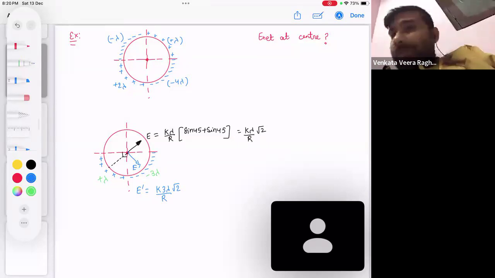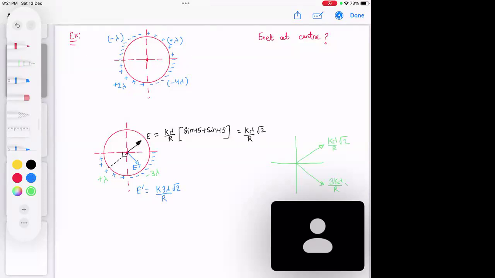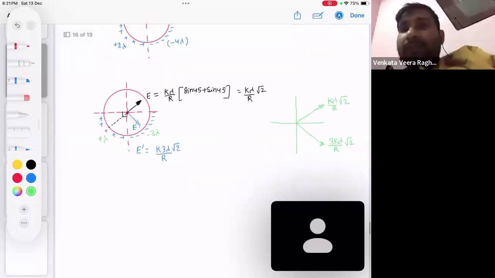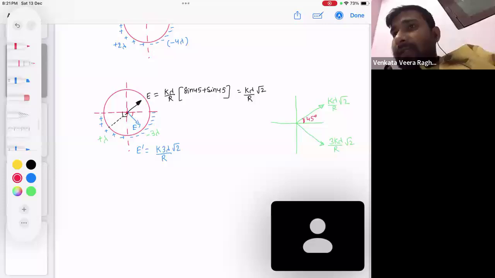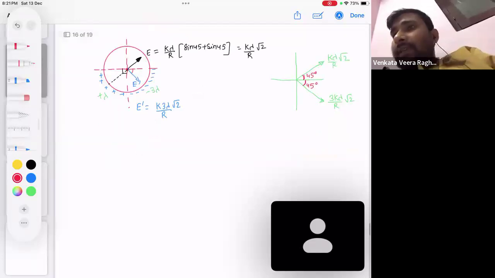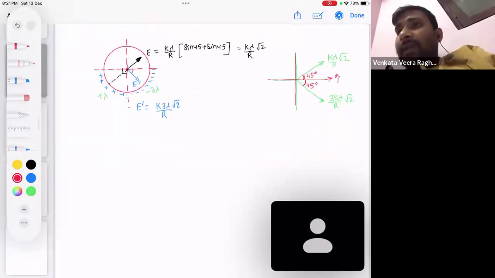Now you can draw it in this diagram form, isn't it? This vector is how much? K lambda by R root 2. And how much is this vector? 3K lambda by R root 2. And can you say that these two angles are 45 also? Tell me, this angle is 45 also, and this angle is also what? 45 degree. Now, can I write it in the I cap J cap form? If this is my I cap and this is my J cap, can I take components and write it in the I cap J cap form?